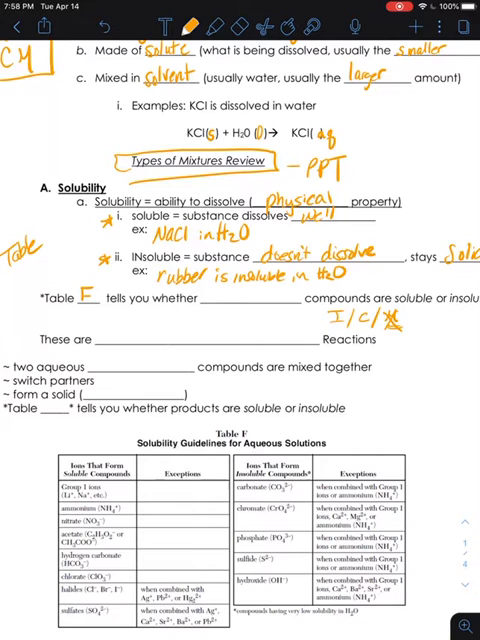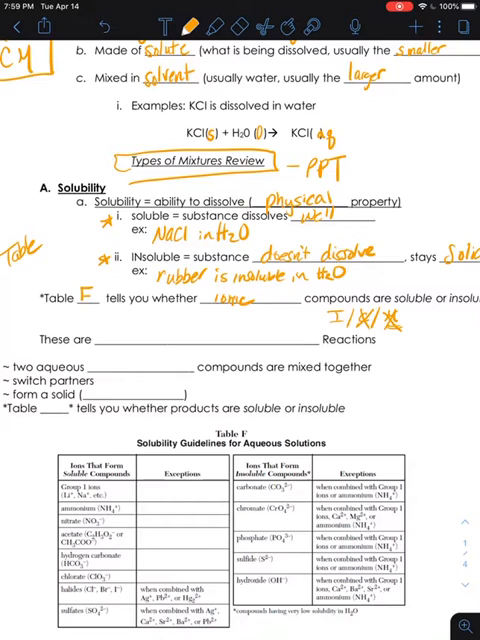Covalent compounds are pretty tightly bonded. So more likely than not, they are going to be insoluble. So when we are talking about compounds being soluble or insoluble, most of the time, ionic compounds are soluble. But like anything, there's always exceptions, and that's what Table F is all for.